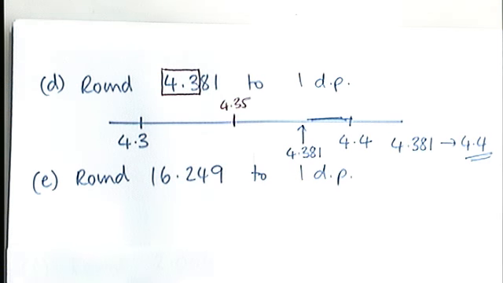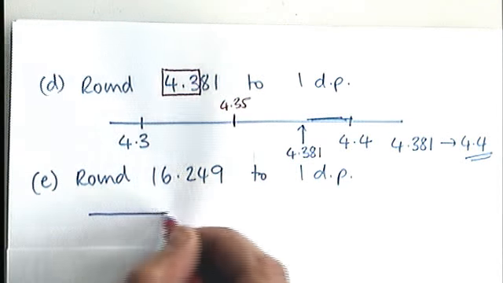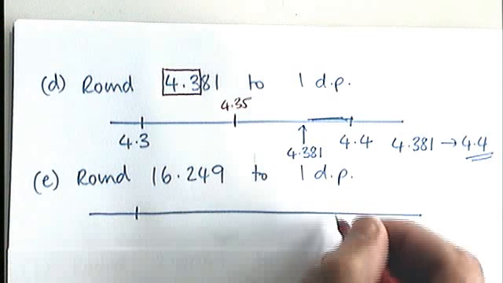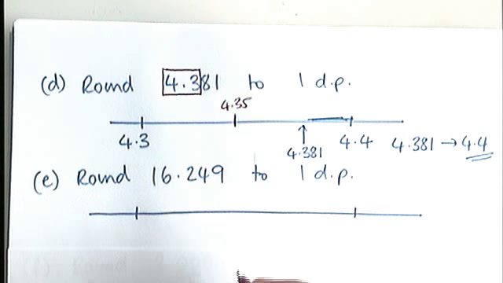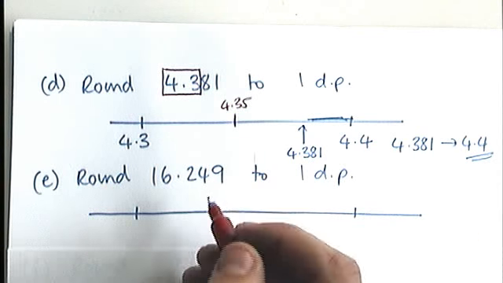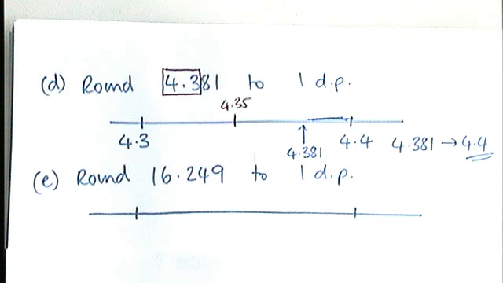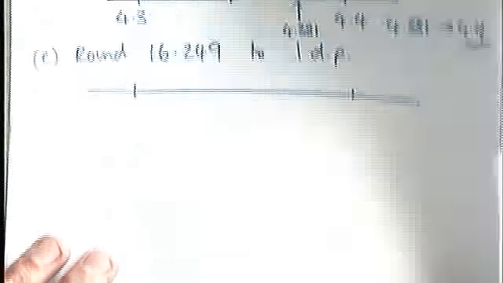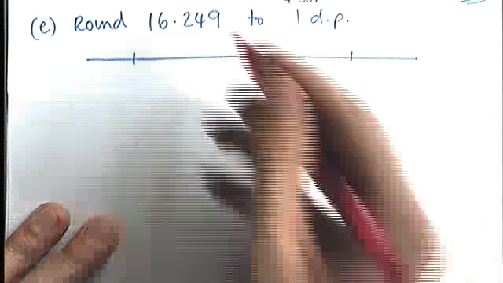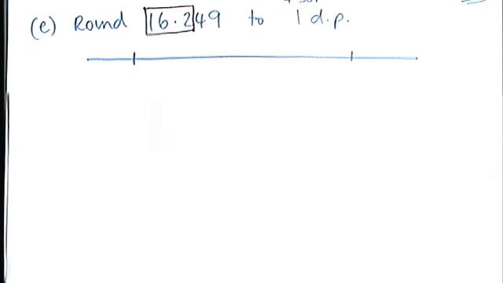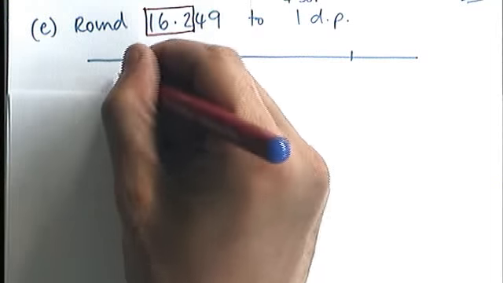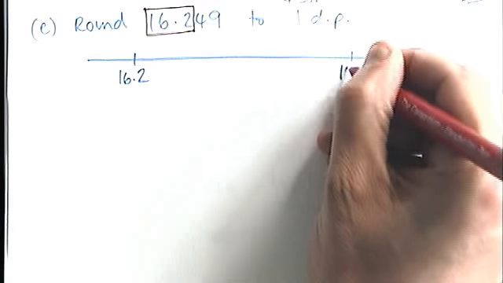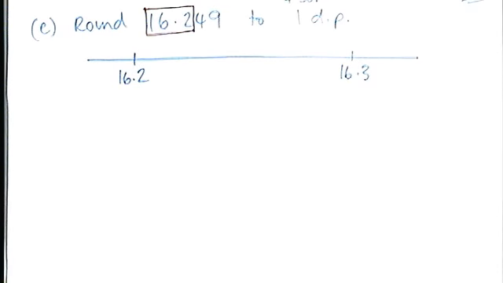Okay, here's another one to one decimal place. Let's see if we can do this one. 16.249. So again, I have to choose my two possible answers, my candidates for the correct rounding. I can do that by putting a box and saying, right, 1 decimal place means I kind of want to chop it. I want to make my answer 16.2, but maybe I'll have to go to 16.3, depending on which one it's closer to.